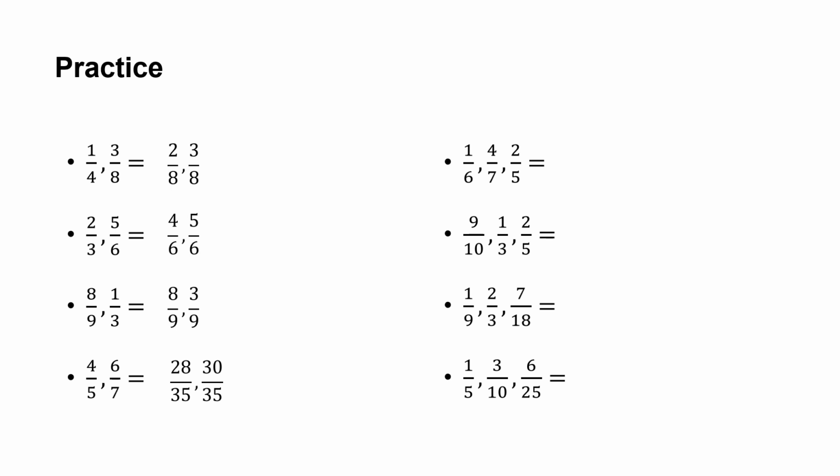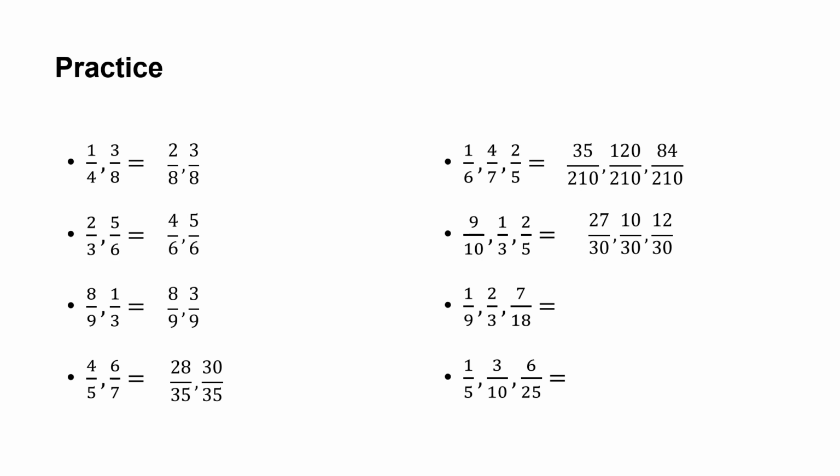On the right hand side now, we have 3 numbers to contend with. So here we have 1/6, 4/7, and 2/5. So we can multiply these denominators together, and we're going to get a common denominator of, I can't remember, 210. So to get from 6 to 210, we need to multiply it by 35. So we get 35 over 210. Next, 4/7 becomes 120 over 210, and last 2/5 becomes 84 over 210.